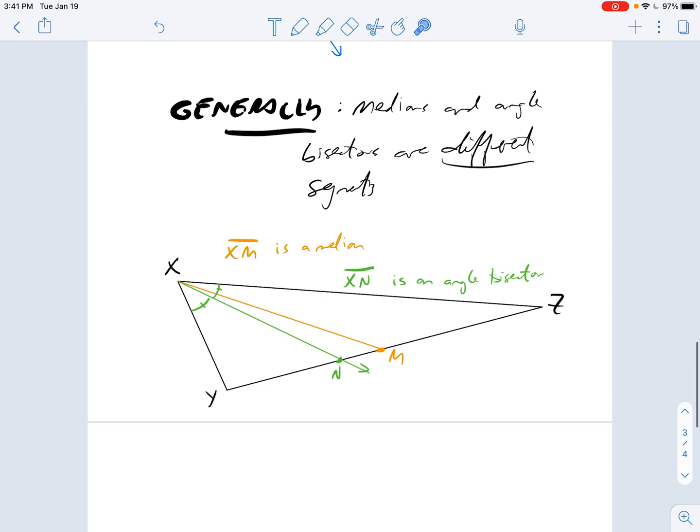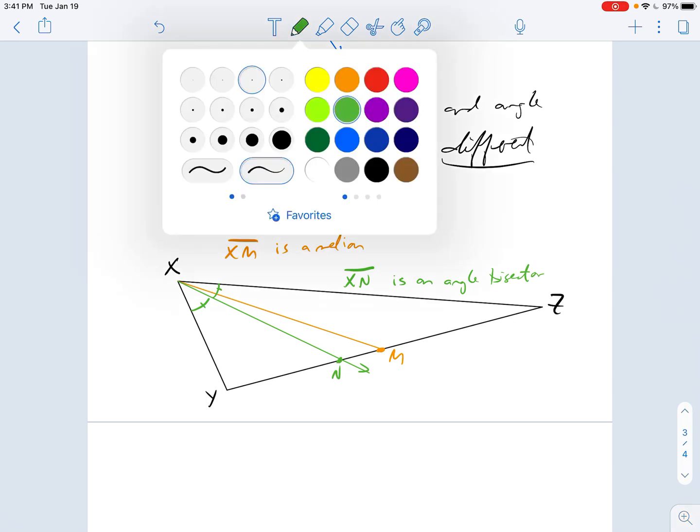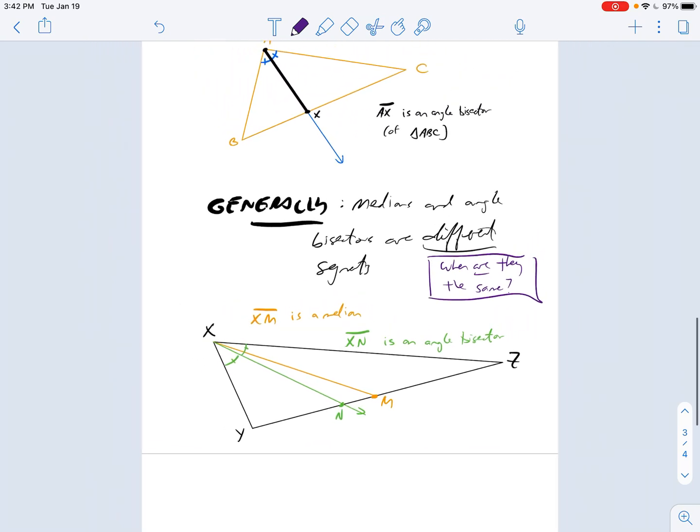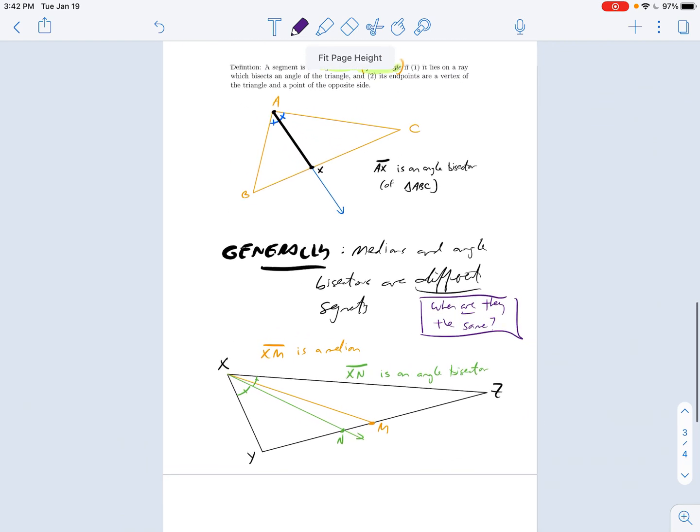But I will just plant in your head something that might be worth thinking about: when are they the same? Okay, so really just some new vocabulary, make sure you know it. And that is it for this video.